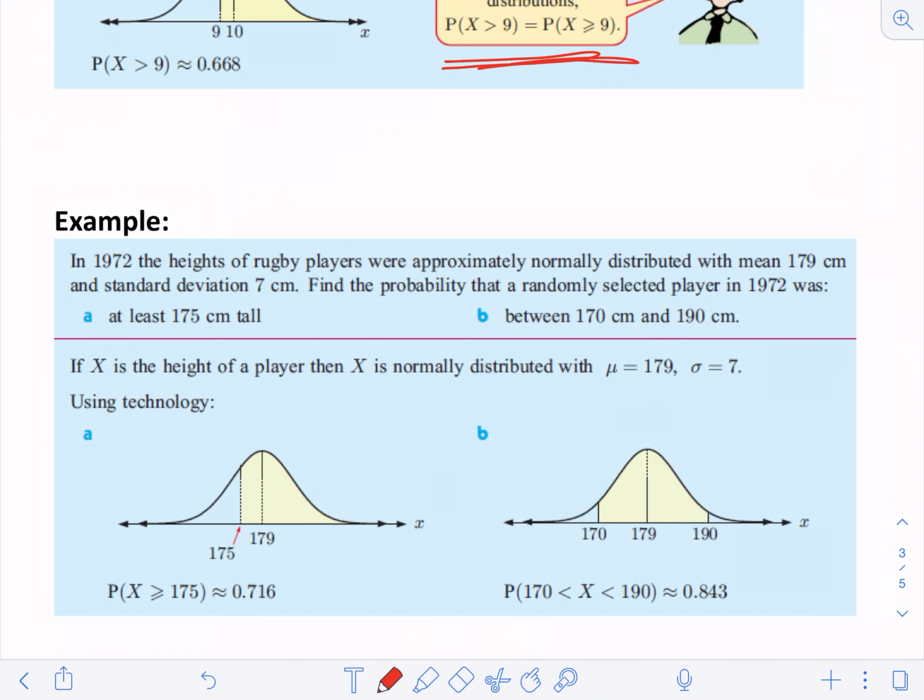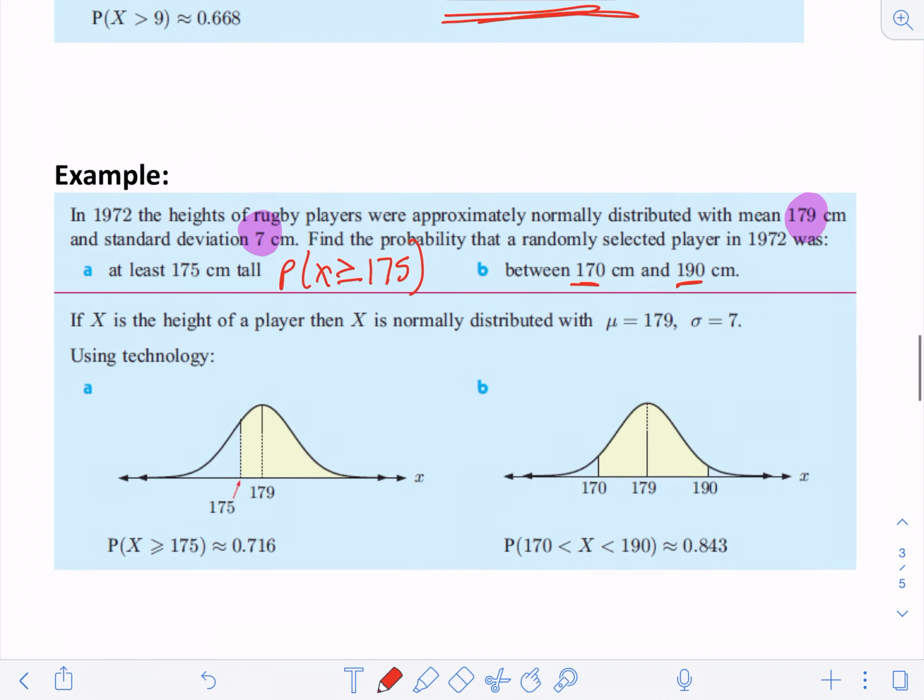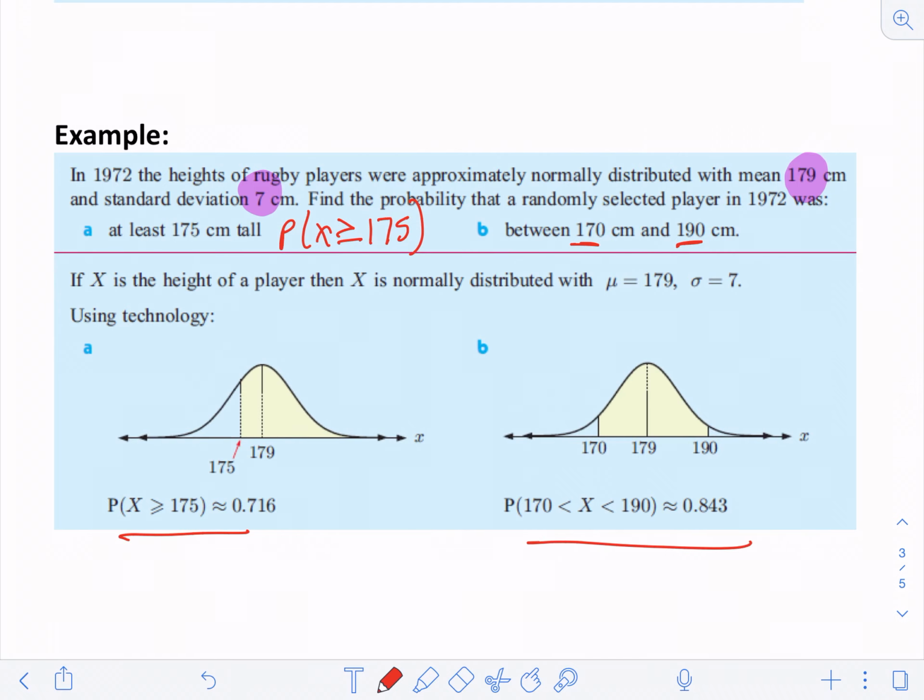At least 175. So we have a mean of 179 and a standard deviation of 7. So this would be when at least 175. So probability of x greater than or equal to 175. And then here between 170 and 190, you can see the calculations that we do and the answers that they have there as well. Basically very similar to what we just did.